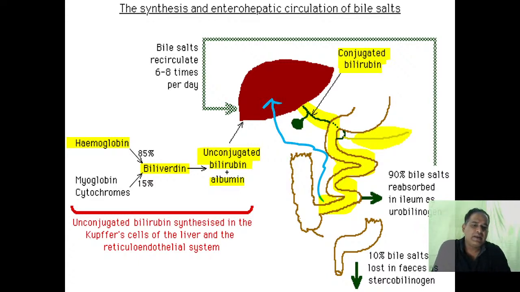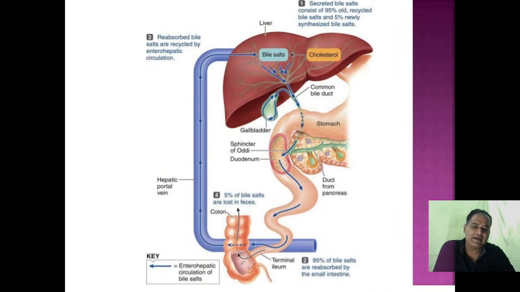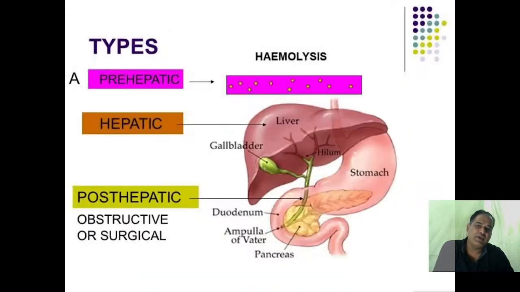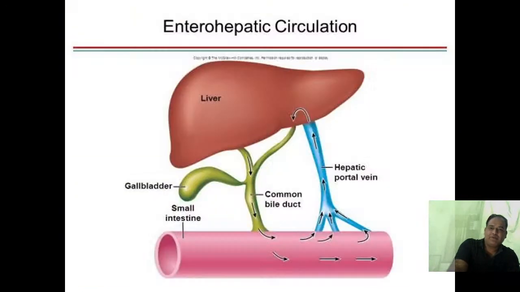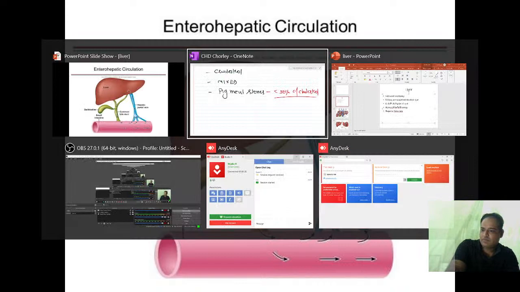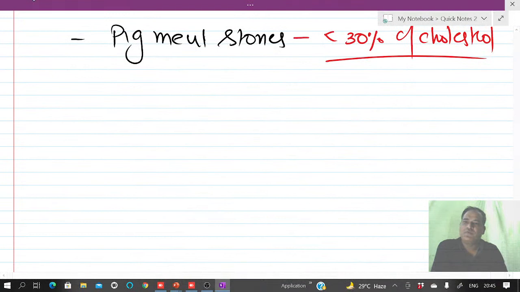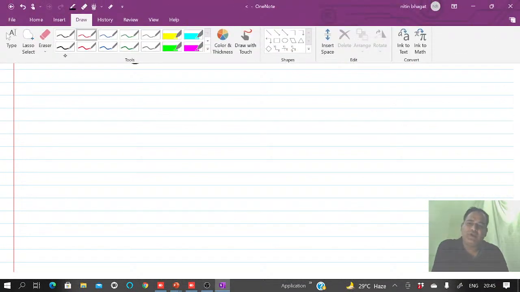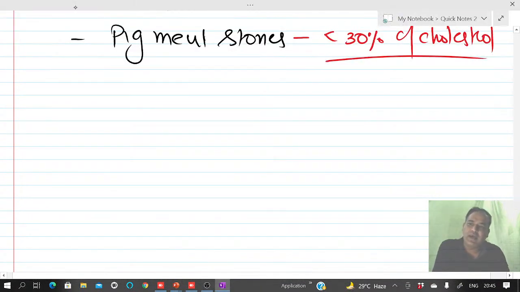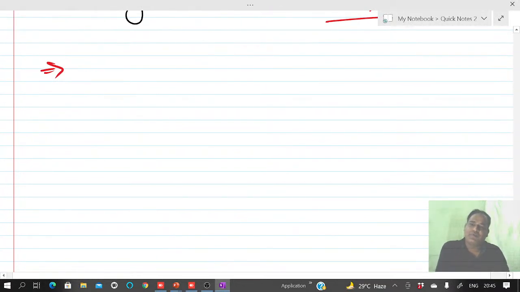Here they will be reabsorbed. That is called the enterohepatic recirculation of the bile salts. Conjugation is done in the liver. Conjugated bilirubin mixes up with the proteins.